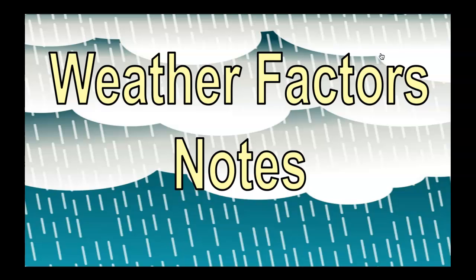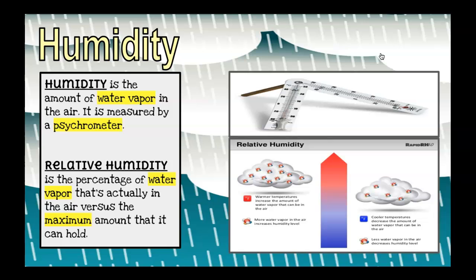So the notes we're taking today are on different weather factors. These are factors that can affect the weather that occurs. We're going to start by talking about humidity. Humidity is the amount of water vapor in the air. So remember, water vapor is that gaseous form of water. If it feels super humid out, that means that there's a lot of water vapor in the air. It feels really thick and moist and muggy. That's all because of humidity.